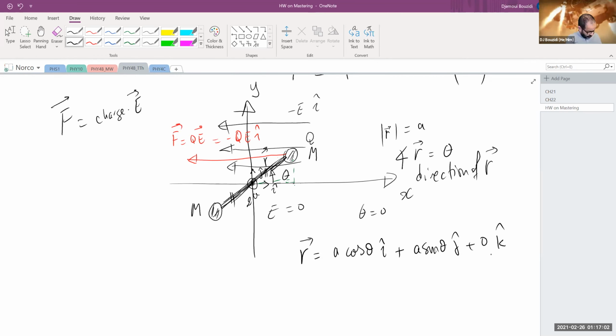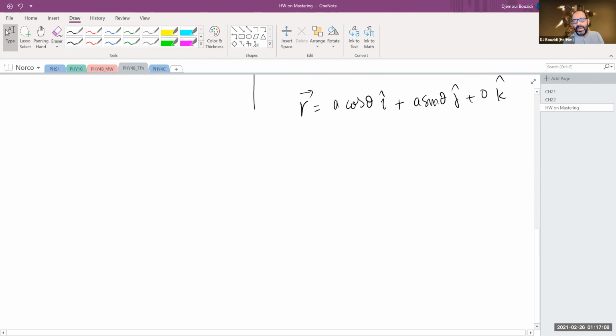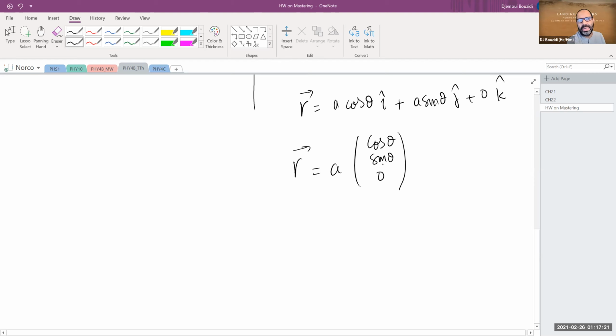So write an expression for the vector R. We already wrote it. This is the expression for the position R. If you want to write it symbolically, in vector notation, this is A cosine theta, sine theta, 0. A vector whose x component is cosine theta, and sine theta is its y component, and 0 component in the z direction, and its magnitude is A, because it's fixed, it doesn't change.